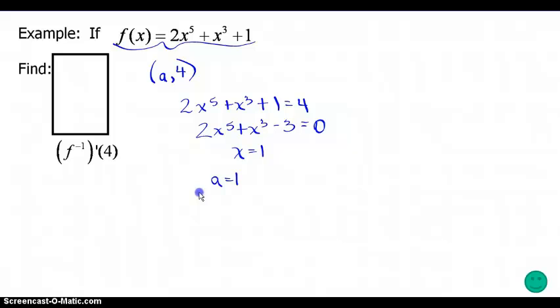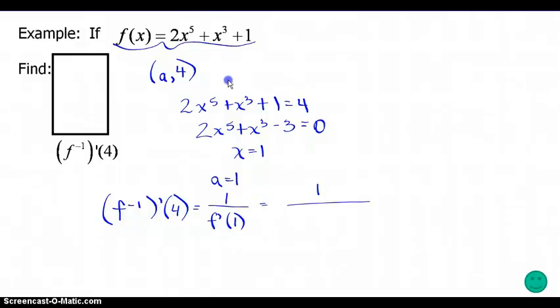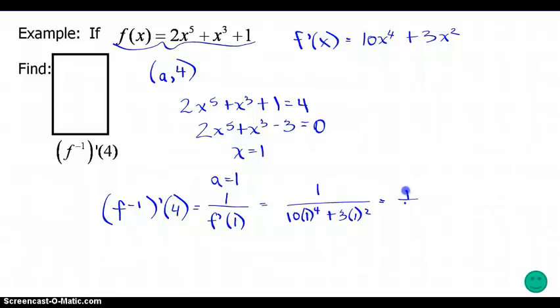So this one's a little bit easier even than the last one. It has to be true that f inverse prime at 4 is 1 over f prime evaluated at 1. So let's see what f prime is. F prime of x is 10x to the 4th plus 3x squared. So we're going to put that down here and evaluate it at 1. 10 times 1 to the 4th plus 3 times 1 squared is 13, so the answer is 1/13.